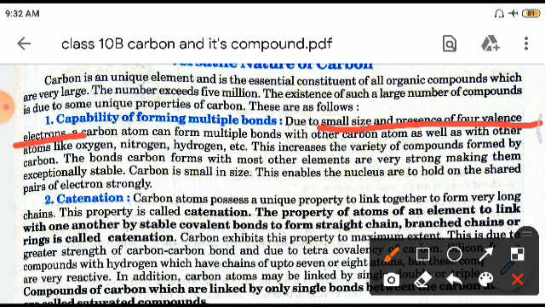Now there is another property which is very important, catenation. It is the property to link and form very long chains, right? It's called catenation, the property of atoms of an element to link with one another by stable covalent bonds and form very long chains is called catenation, right?